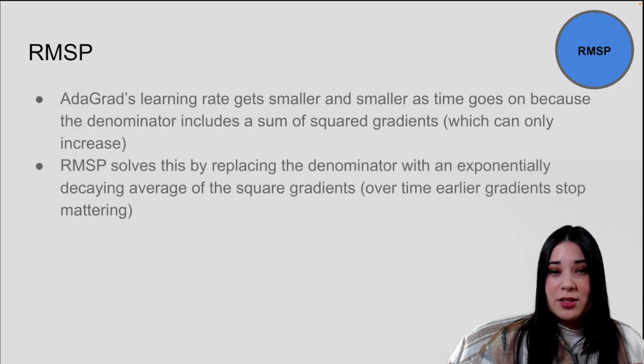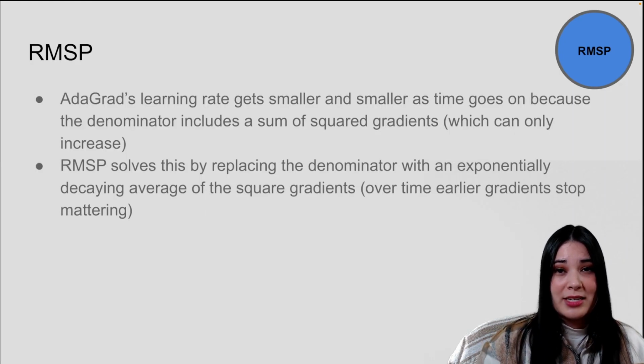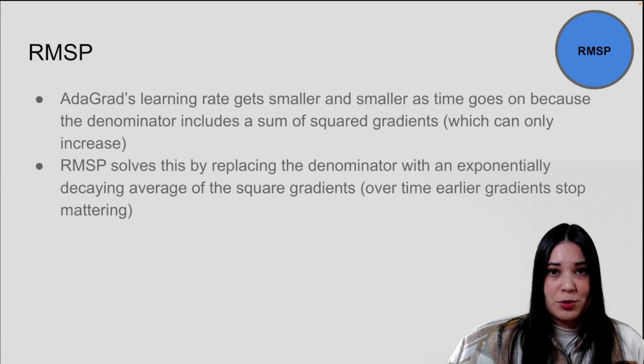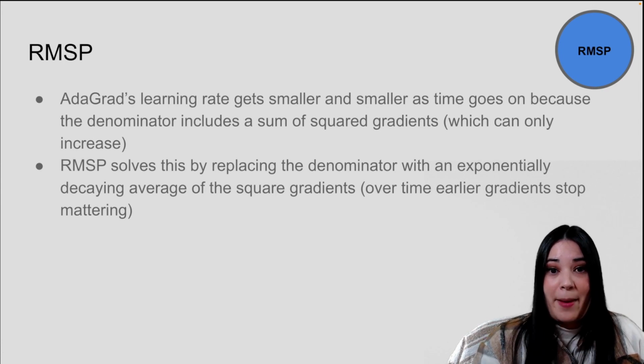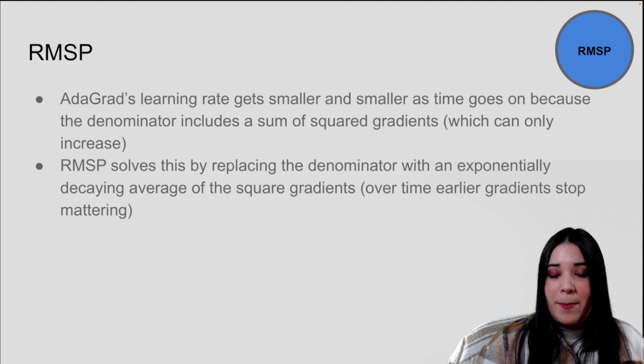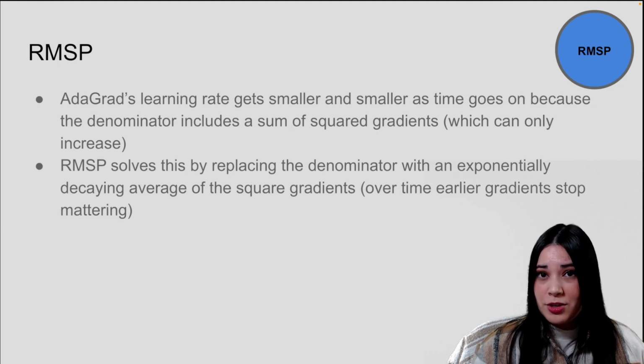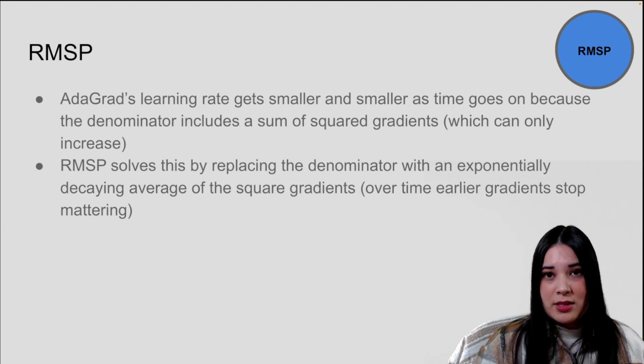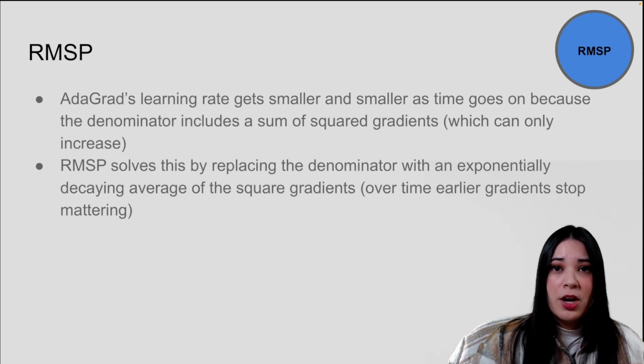So eta grad's learning rate got smaller and smaller as time went on because that sum of squared gradients can only ever get bigger. However, RMSP solves that issue by instead replacing that denominator term with a moving average of previous squared gradients, meaning that as time goes on, earlier gradients become less and less important.